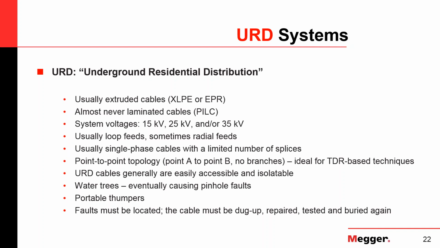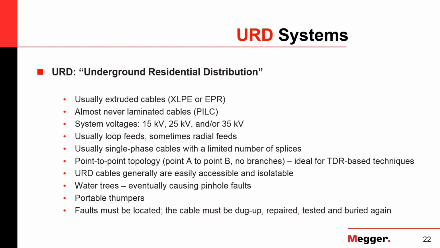For URD networks, you can get away with portable thumpers. You do not need big van-mounted systems most of the time. And the typical approach to fix those systems is you have to fault locate, and then once you have your fault location, you dig up the cable, you repair it, then you test it, and then you rebury it. While in downtown networks, that is not so easy.